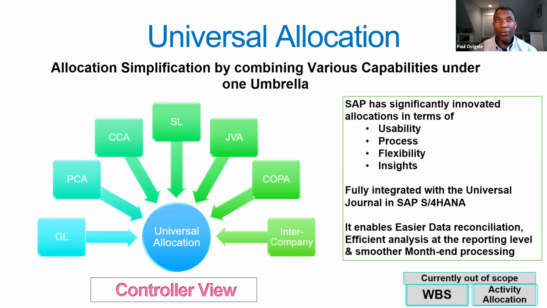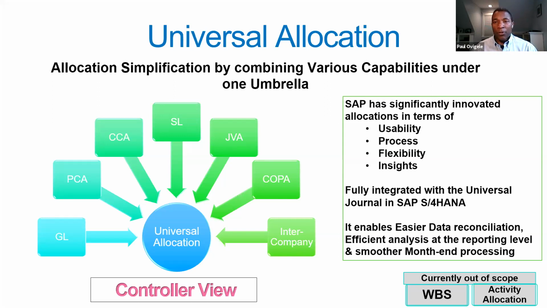I'm not sure if you can even in ECC do allocations with a WBS. WBS is normally a settlement, right? Not an allocation. Same logic, but still different functionality. So I'm not sure if it existed in ECC. I can't remember because I normally do settlements, but regardless, it's not part of universal allocation yet.